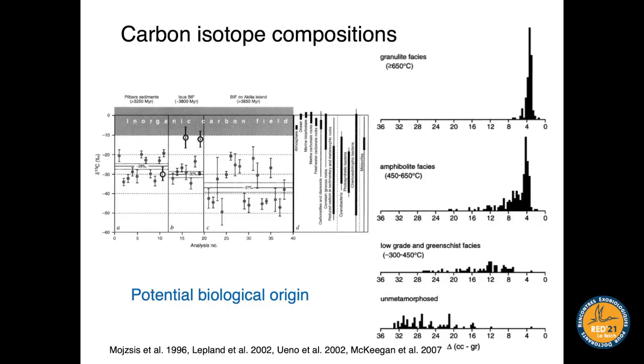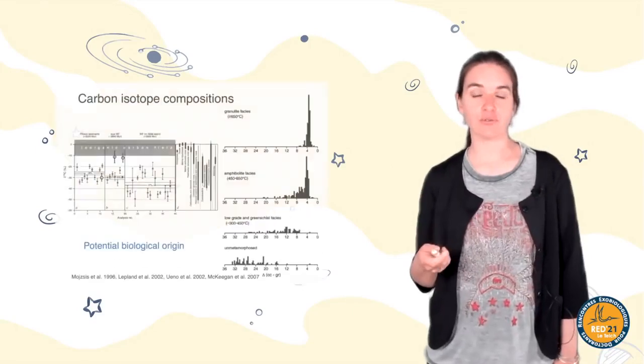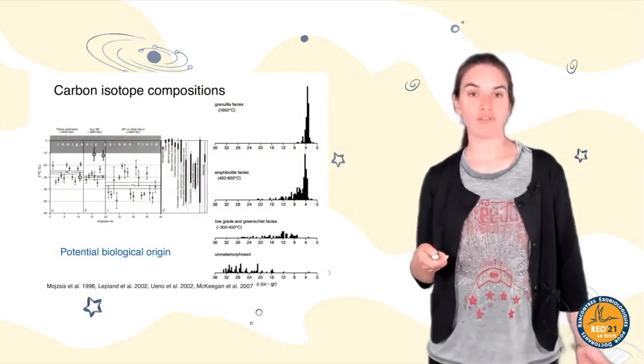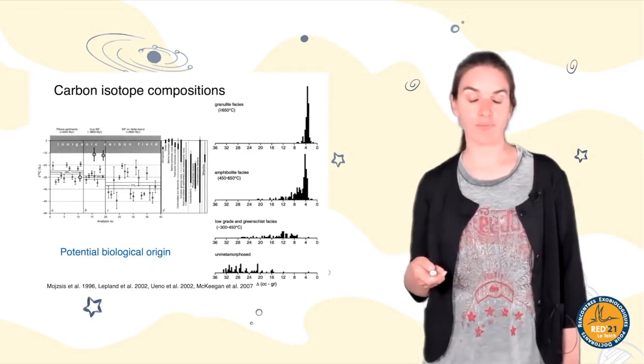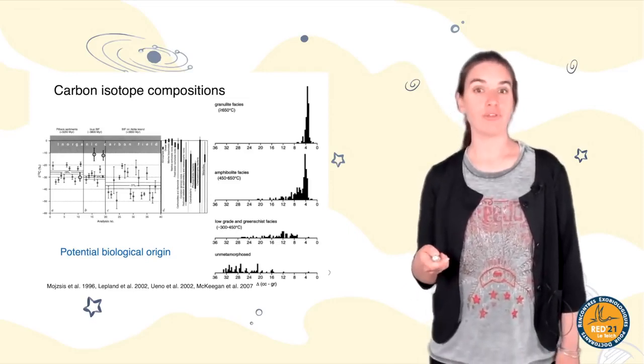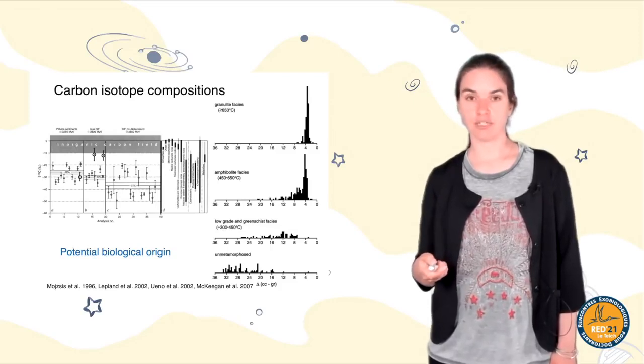Also, we know that metamorphism heavily modifies the carbon isotope composition, as you can see here, progressively reducing the range of variation. In the Isua rocks, we still have a large range of variation with very low delta 13C values. So it's difficult to explain the presence of this carbon, but also the structure and the carbon isotope composition, without any biological signature.